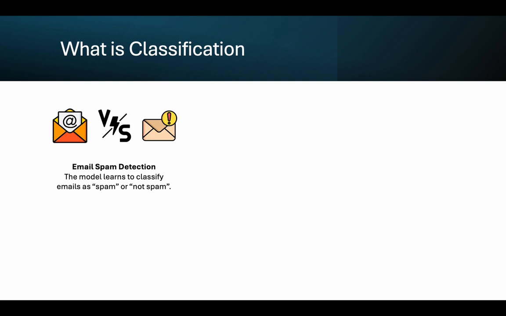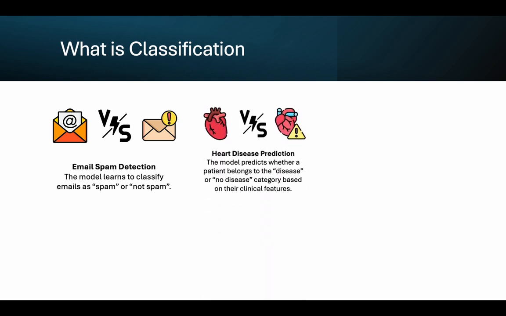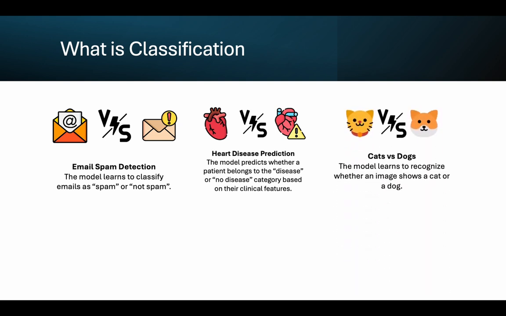A good way to understand this is through real examples. First, consider email spam detection. The model analyzes the content of an email and decides whether it belongs to the spam category or the non-spam category. Another example is heart disease prediction. By looking at clinical features such as age, blood pressure, or test results, the model can predict whether a patient is likely to have heart disease or not.